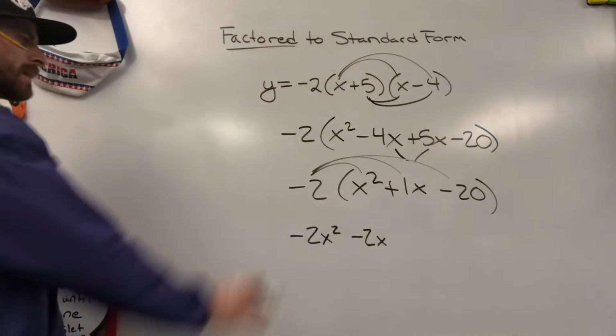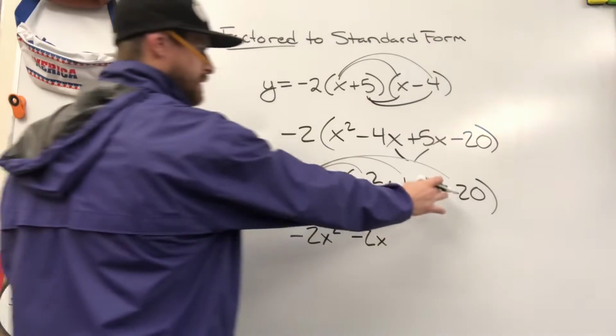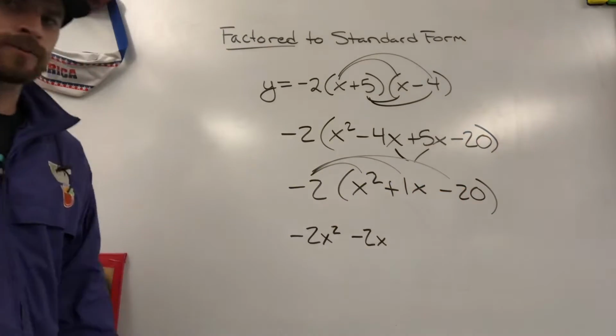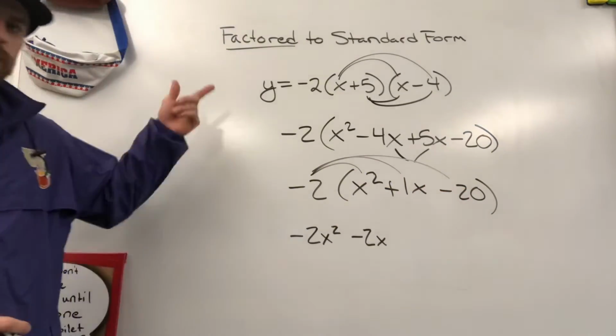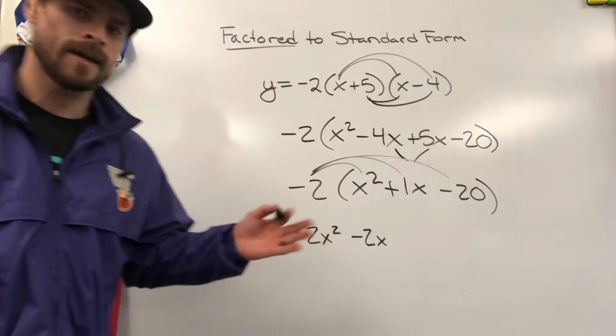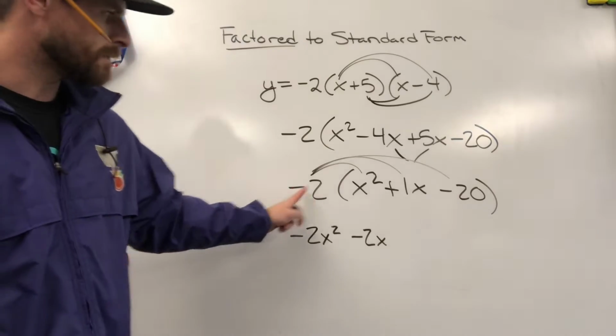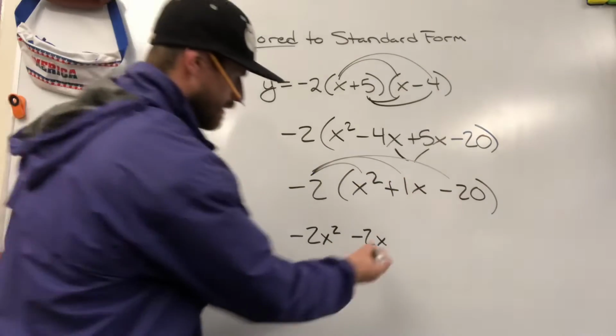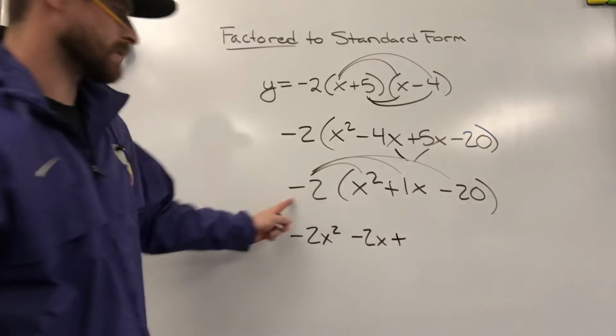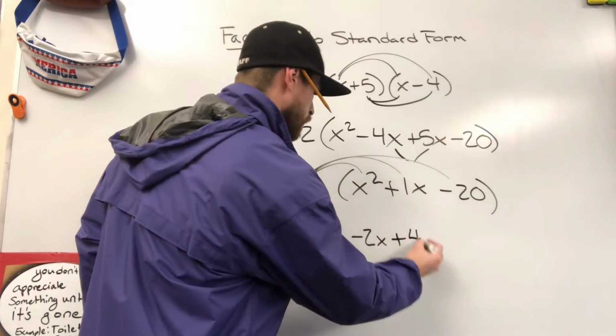-2x. And -2 times -20, man, I'll tell you right now, I'm going to have students, they go through this entire problem, do everything right, and they're going to tell me that this is -40. A negative times a negative is a positive. So 2 times 20 makes 40.